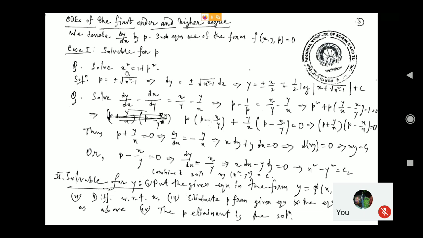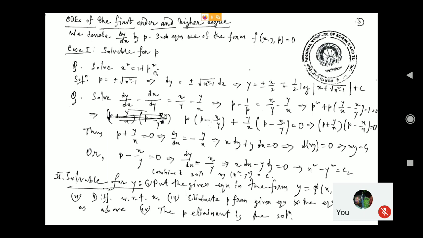See this example, this equation: x squared equals 1 plus p squared. p means dy/dx here. In the case of partial differential equations, p has another meaning: it is del y by del x or del z by del x, etc. But in an ordinary differential equation, if p is given, p means dy/dx.